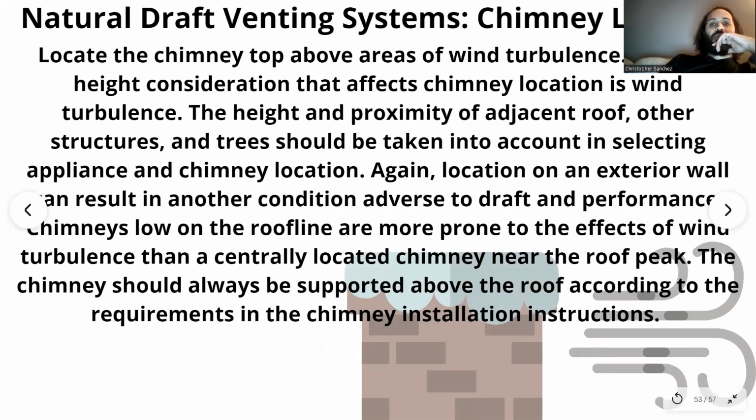Locate the chimney top above areas of wind turbulence. Another height consideration that affects chimney location is wind turbulence. The height and proximity of adjacent roofs, other structures, and trees should be taken into account in selecting appliance and chimney location. Again, location on an exterior wall can result in another condition adverse to draft and performance. Chimneys low on the roof line are more prone to the effects of wind turbulence than an essentially located chimney near the roof peak. Chimney should always be supported above the roof according to the requirements in the chimney installation instructions.